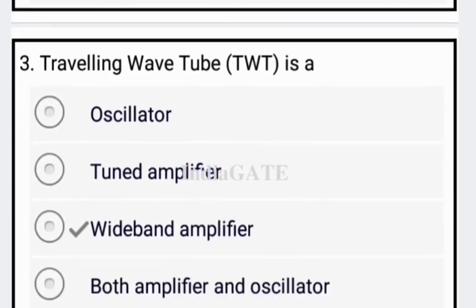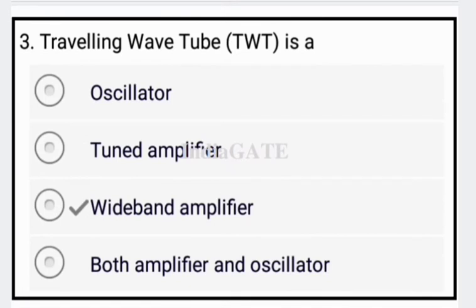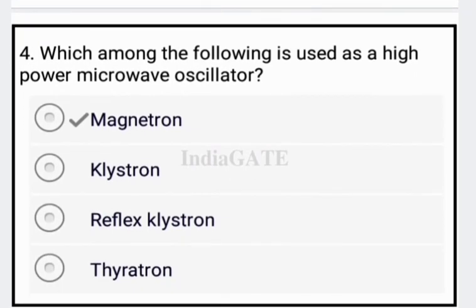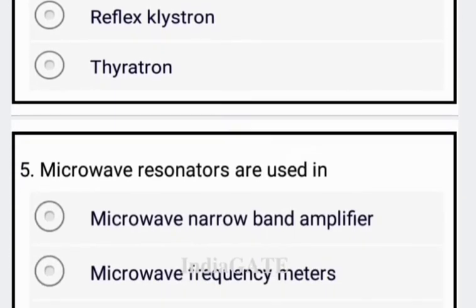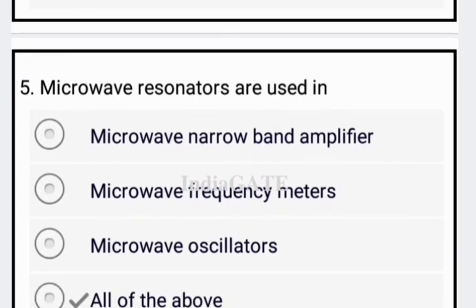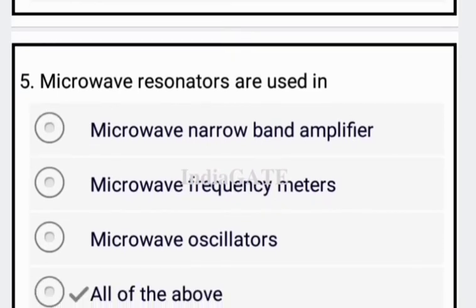Next question: the traveling wave tube TWT is a wide band amplifier. Option C is your correct answer. Next question: which among the following is used as a high power microwave oscillator? So the correct answer is magnetron, used as a high power microwave oscillator. Next question: microwave resonators are used in all of these, that is microwave narrow band amplifier, microwave frequency meter and microwave oscillator. So all of these are the correct answer.